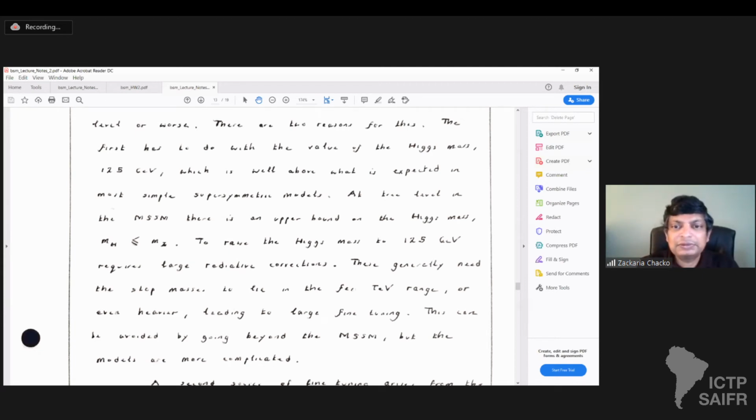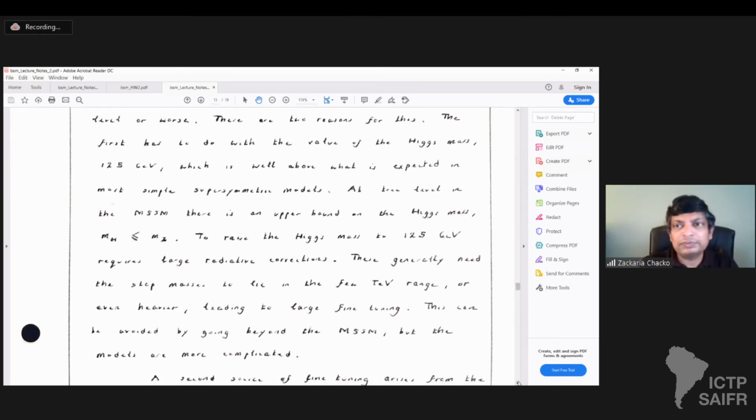Now this prediction that the Higgs mass is lighter than the Z is a prediction of the MSSM, the minimal supersymmetric standard model. So you can get around this prediction by going beyond the minimal model. But usually that needs some serious model building. It's not completely obvious to get around this prediction. So it's not a given at all.